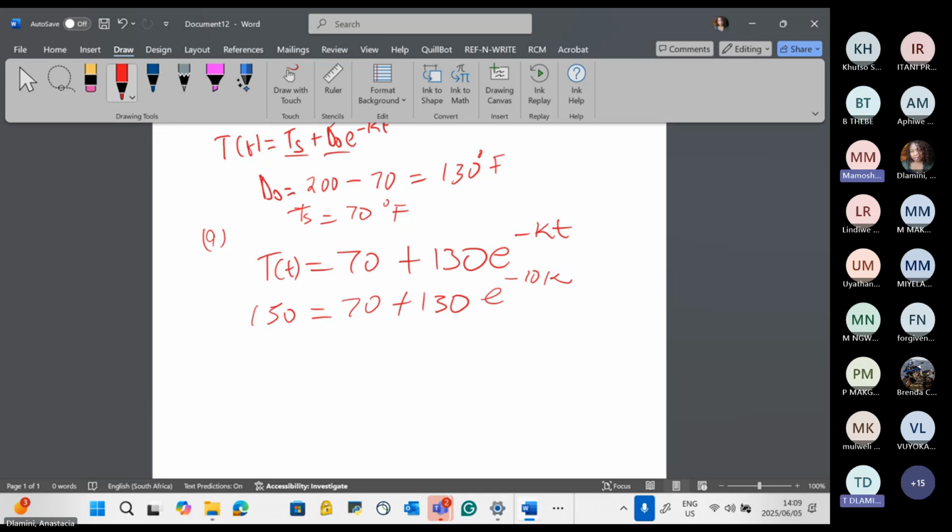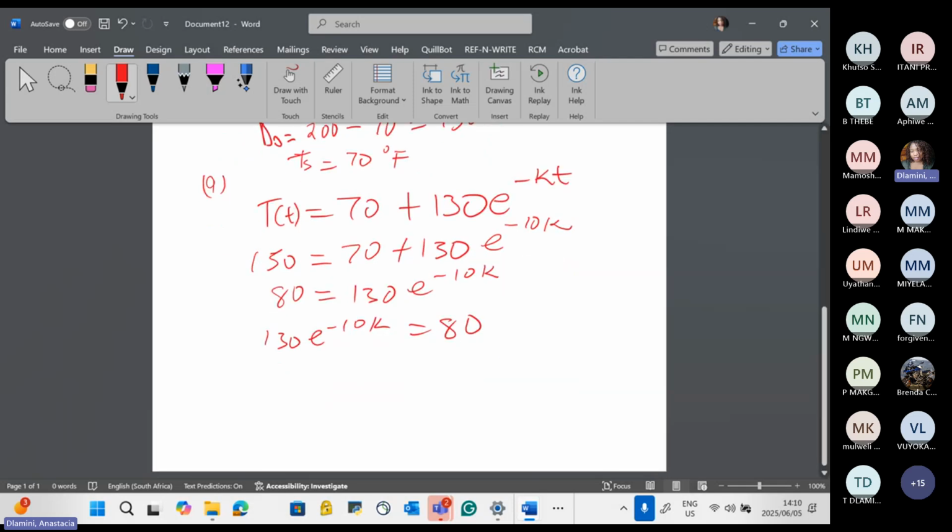And then it's going to be 150 minus 70, which is 80. And 80 equals 130 e to the power of minus k... divide both sides by 130. I want us to write it like this because otherwise people can just use a calculator. I want your brains to be cooked and baked by the time you leave here. 8 over 13.